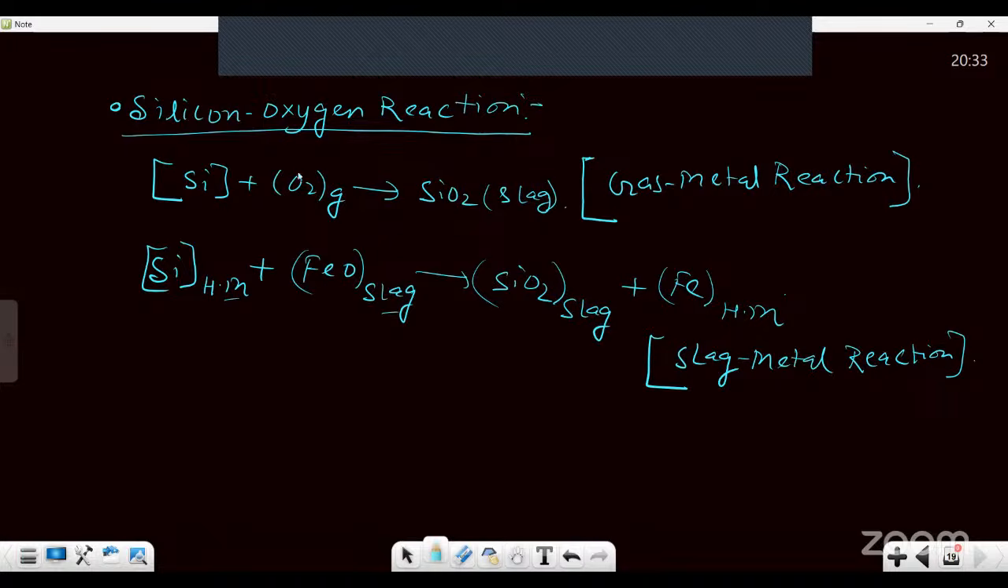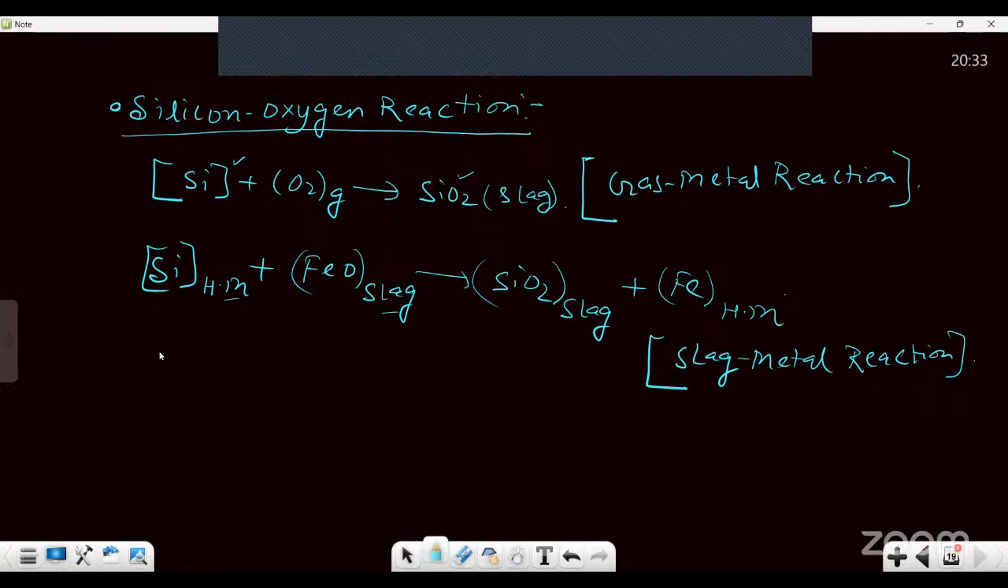Anyway, the important part is silicon is getting converted to silica. Silicon has got a lot of affinity towards oxygen. So silicon is going to be one of the impurities in the hot metal which will oxidize first, which will pick up the oxygen very fast, and silicon will go into the slag phase.